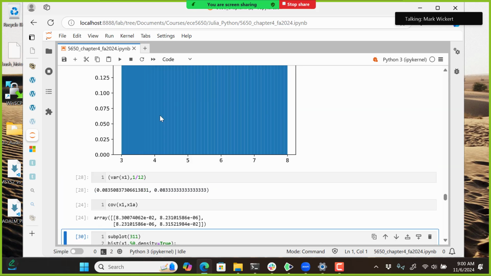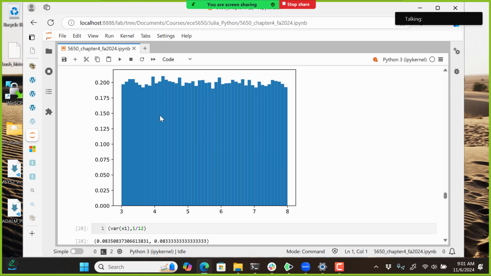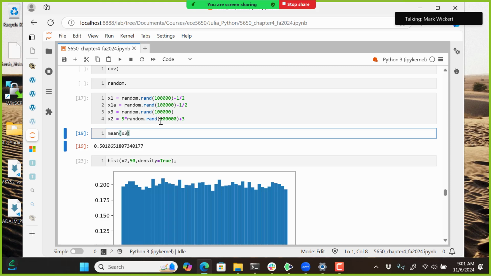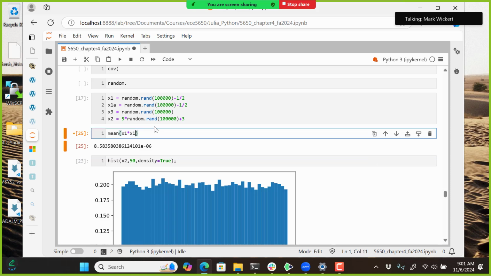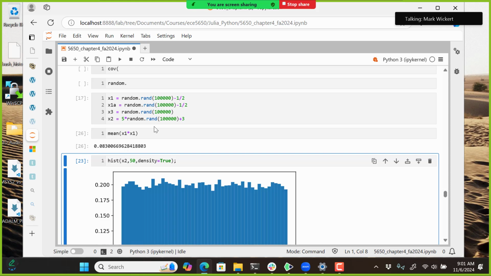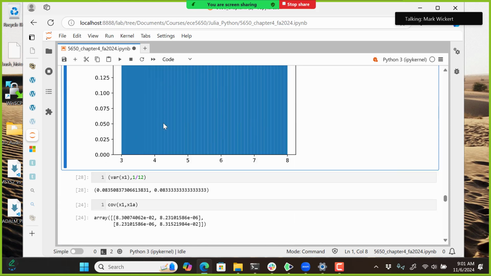If I was to do something more fundamental, like just take the product of x1 times x1a, I'm getting a really small number. It's because they're uncorrelated from each other, and they're of zero mean, so I'm getting a very small number. If I put in x1 with itself, I get the variance, because the squared mean is 0, so that's what that 0.083 is, which is a number you've seen before back in probability and random variables.